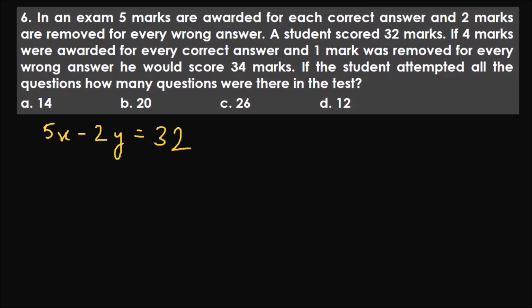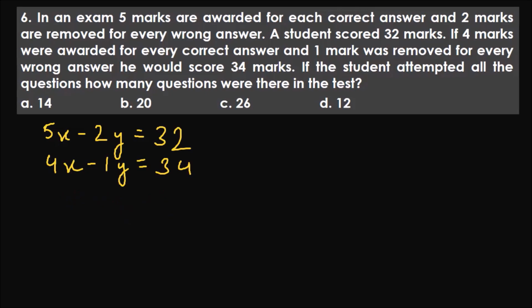Done. Now, if 4 marks were awarded for every correct answer and 1 mark was removed for every wrong answer. So this is case 2. 4 for every correct answer and 1 removed for every wrong answer. Then the score would have been 34. If the student attempted all the questions, how many questions were there in the test? So ultimately, what we have to find is X plus Y. That is what we need to find.